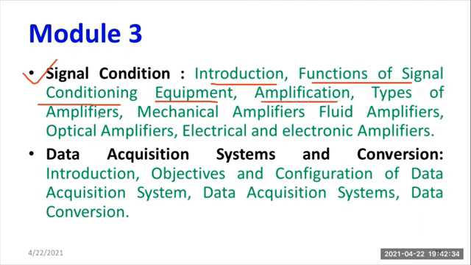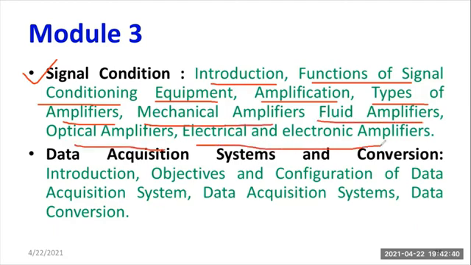What do you mean by amplification? Types of amplifiers such as mechanical amplifiers, fluid amplifiers, optical amplifiers, electrical and electronic amplifiers. So these all belong to the first part of module 3. And coming to the second part, data acquisition system and conversion.